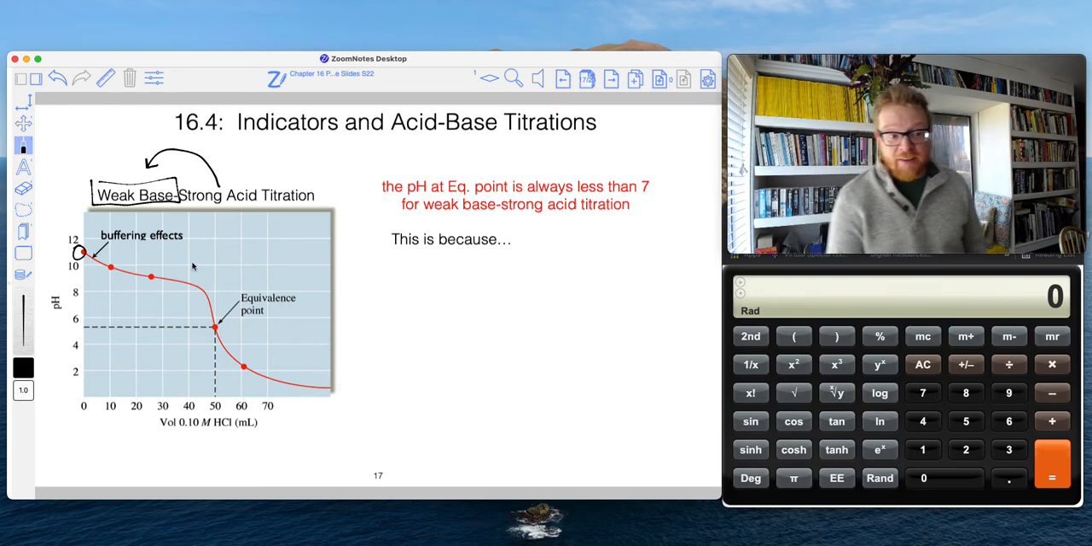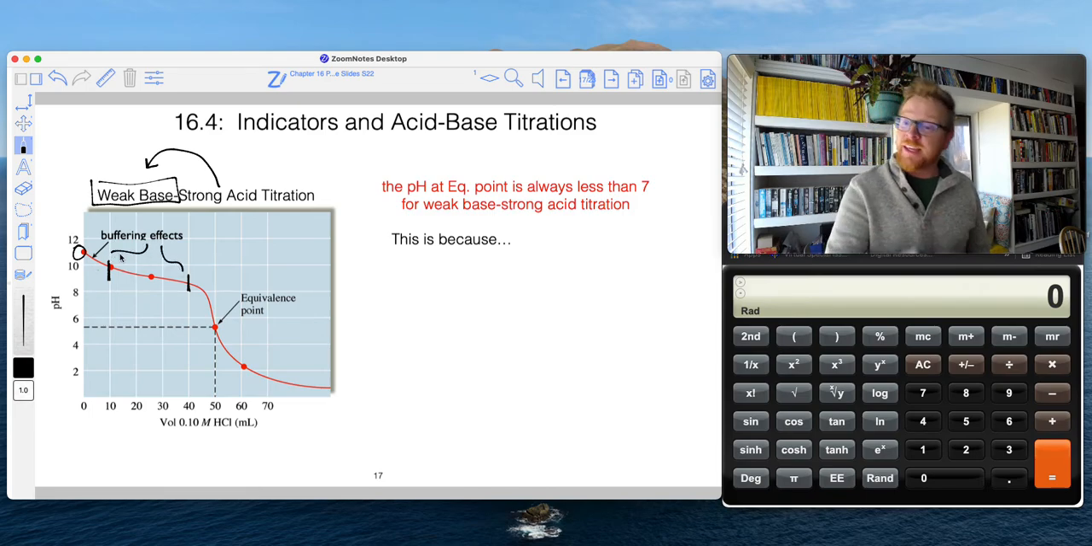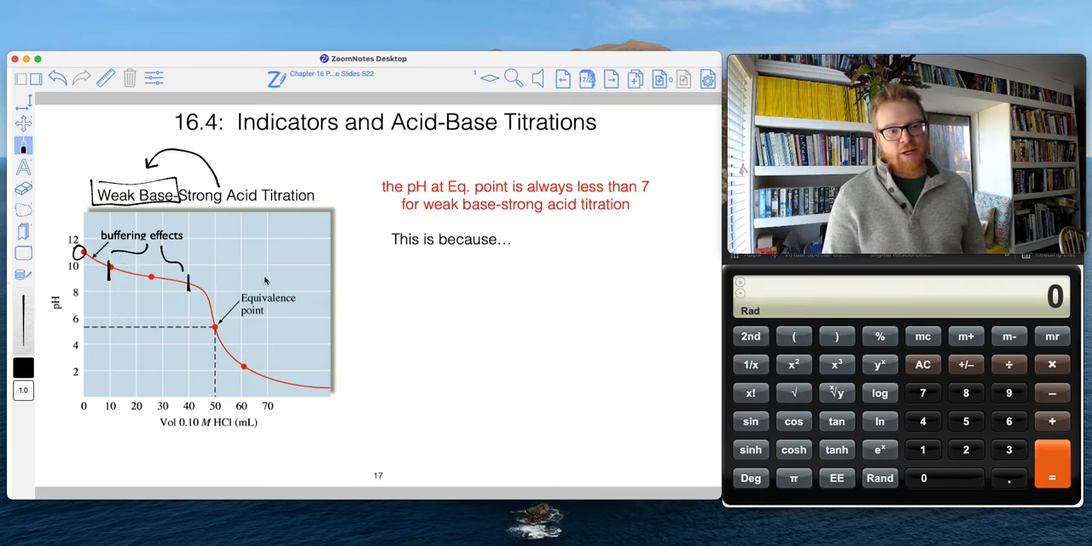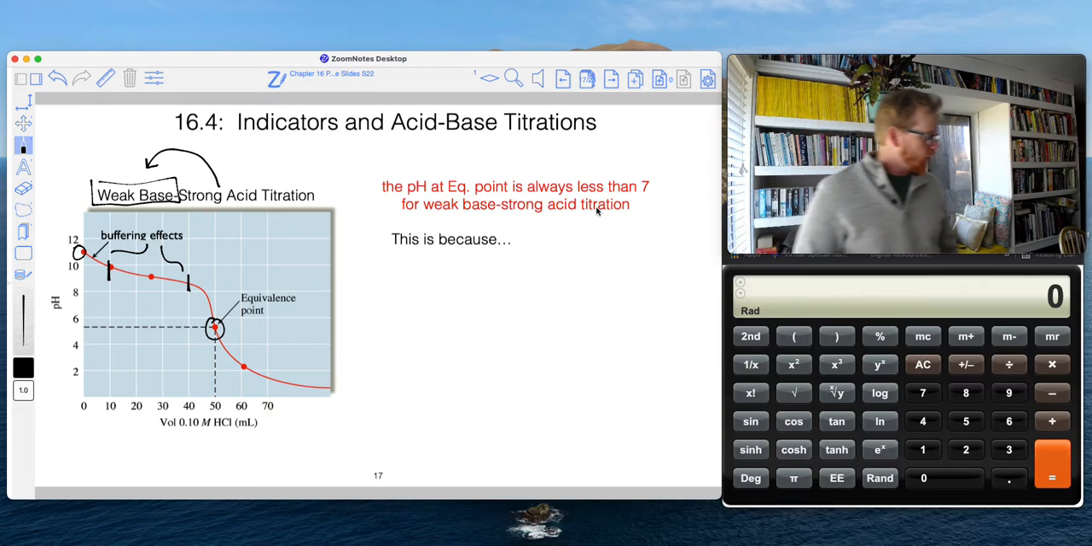We still have this buffering effect window, but now it looks like it's a mirror image of the weak acid curve. Okay, so the weak acid curve looked like a shoulder. This kind of looks like a saddle. And now you notice here with weak base strong acid titration, our equivalence point is acidic. Our equivalence point is less than 7.0.